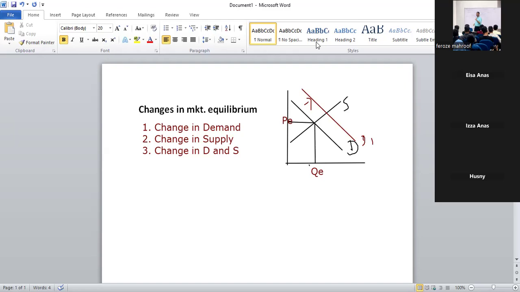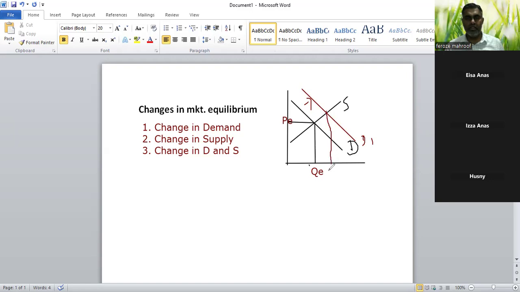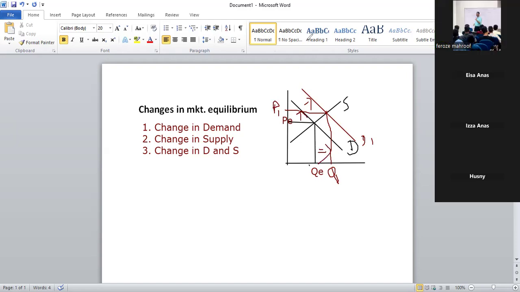Now listen, in this diagram, the new equilibrium is met here. This is Q1 and this is P1. What has happened here is price increased, quantity increased. As the result of an increase in demand, there's an increase in price and increase in quantity.